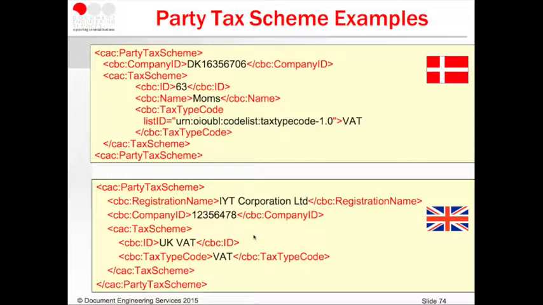So here's an example of some party tax schemes. This is the Danish moms, the value-added tax that applies in Denmark. It's the top one. And the second one, and this applies to this Danish company, registered DK, whatever they are, their company identifier. In the UK, the company IYT Corporation has a VAT number of 1234567 and that's how we recognise the tax scheme.